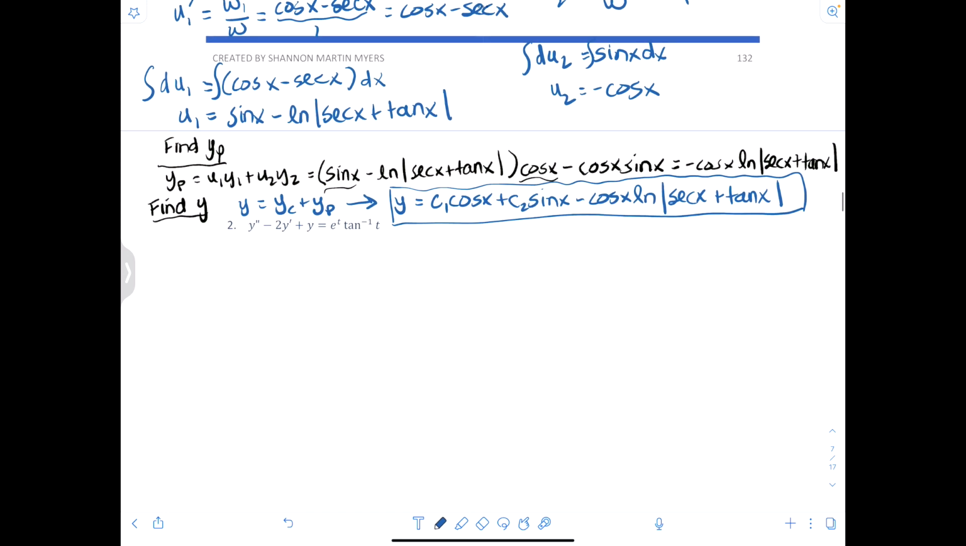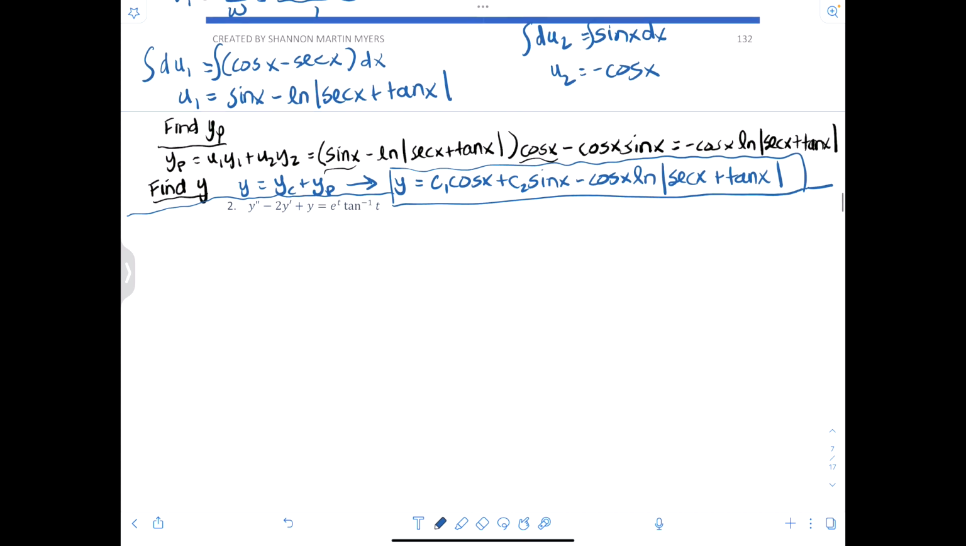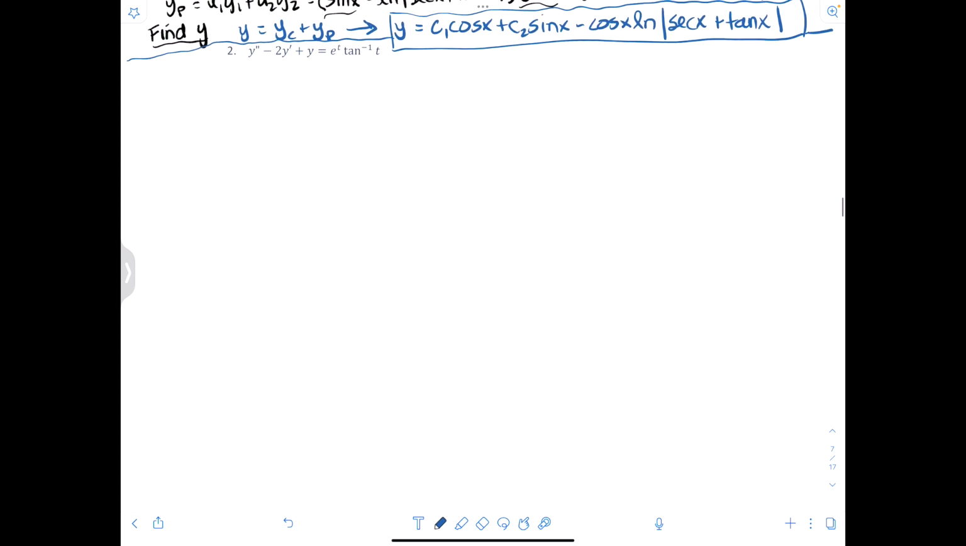Alright, sorry I sort of hid the next problem here. Alright, so next example. Y double prime minus 2y prime plus y equals e to the t times inverse tangent t. So for this one, if you want to go ahead and pause the movie and try it yourself, that's fine. You've got the tools for it. Otherwise, just follow along.